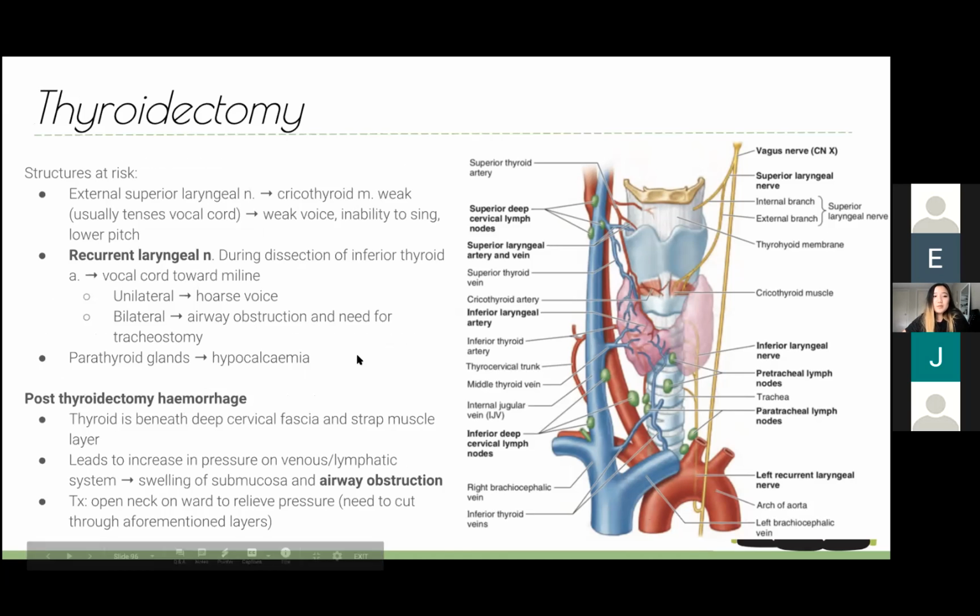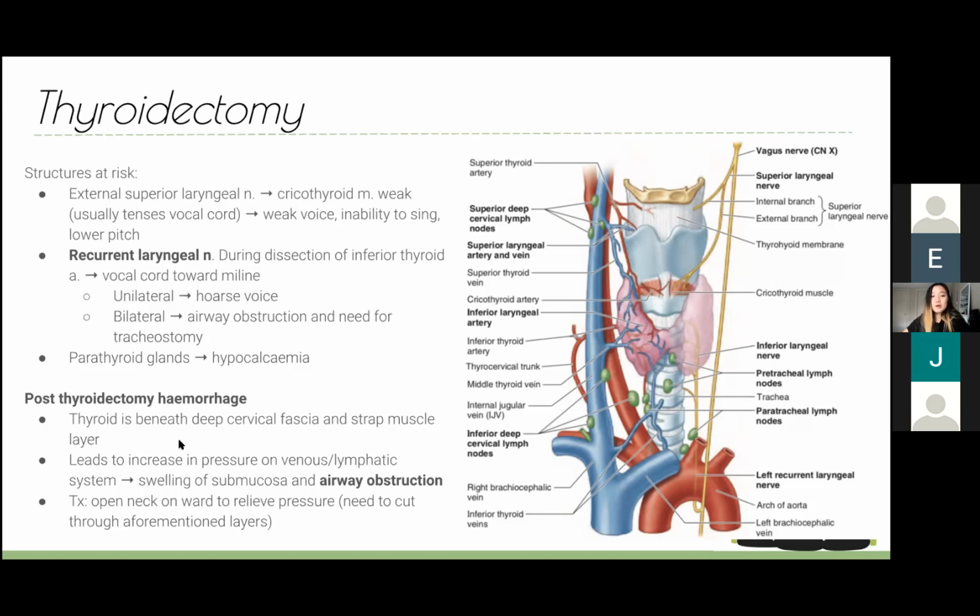So when you do a thyroidectomy, what are the structures at risk? Your external superior laryngeal nerve over here will make the cricothyroid weak, and that gives you a weak voice. Your recurrent laryngeal nerve does all the other muscles. So if it's unilateral, you get a hoarse voice. If it's bilateral, you're not speaking. Your parathyroid glands on the opposite side of your thyroid will cause hypocalcemia.